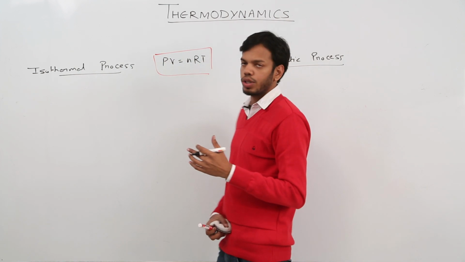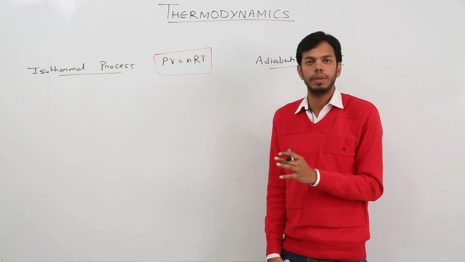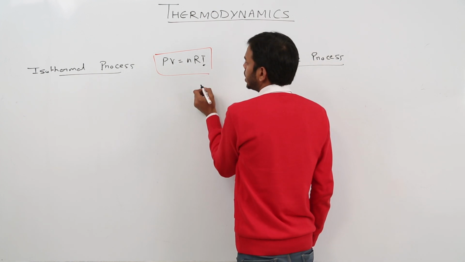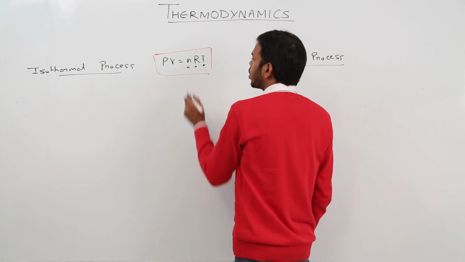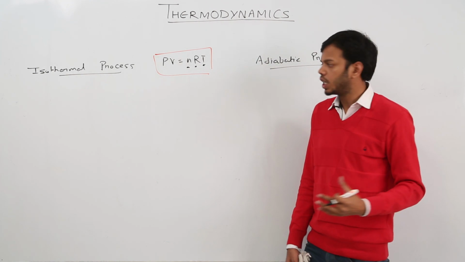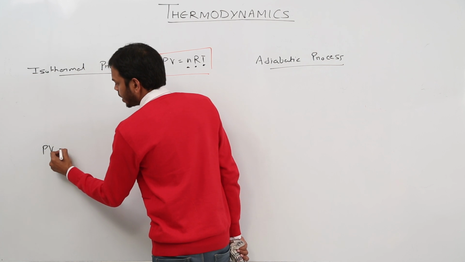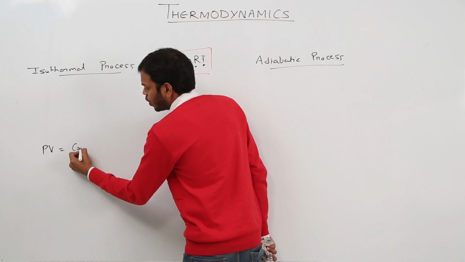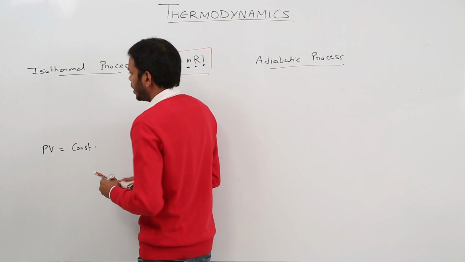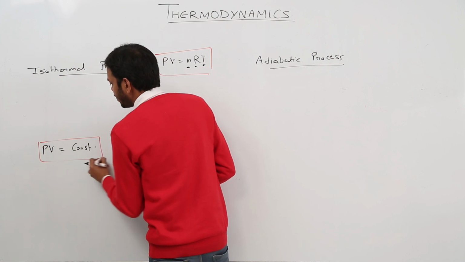Now in an isothermal process, there is no change in temperature. That means this is constant. Again, R was already a constant and the number of moles of a gas is also constant. That means the equation of the isothermal process would be given by this equation, PV is equal to constant. This is the main equation of the isothermal process.